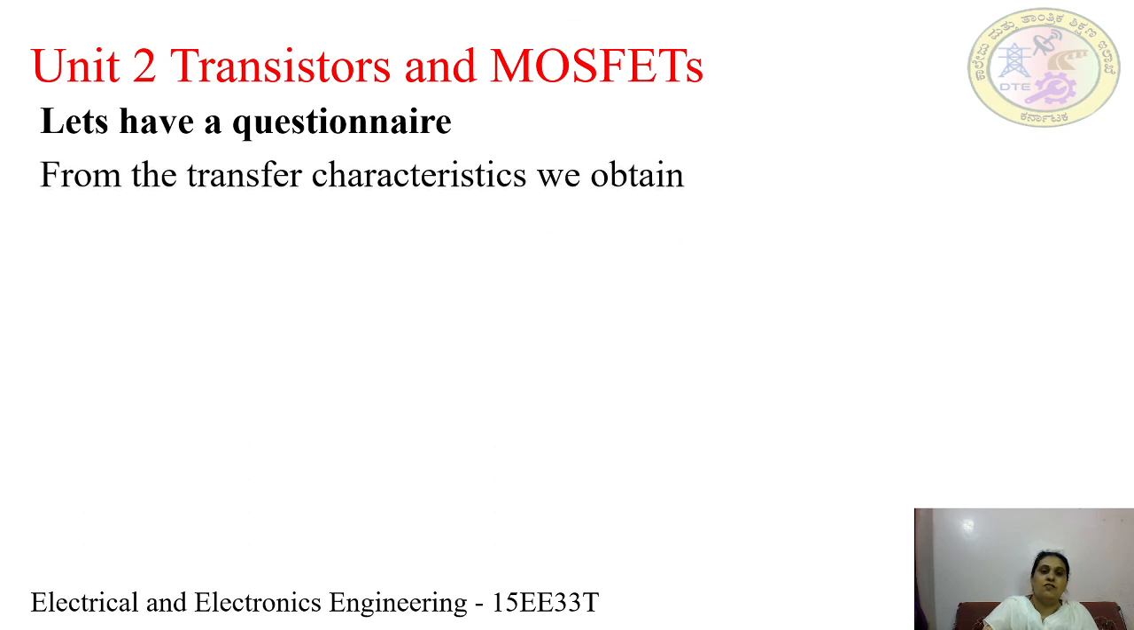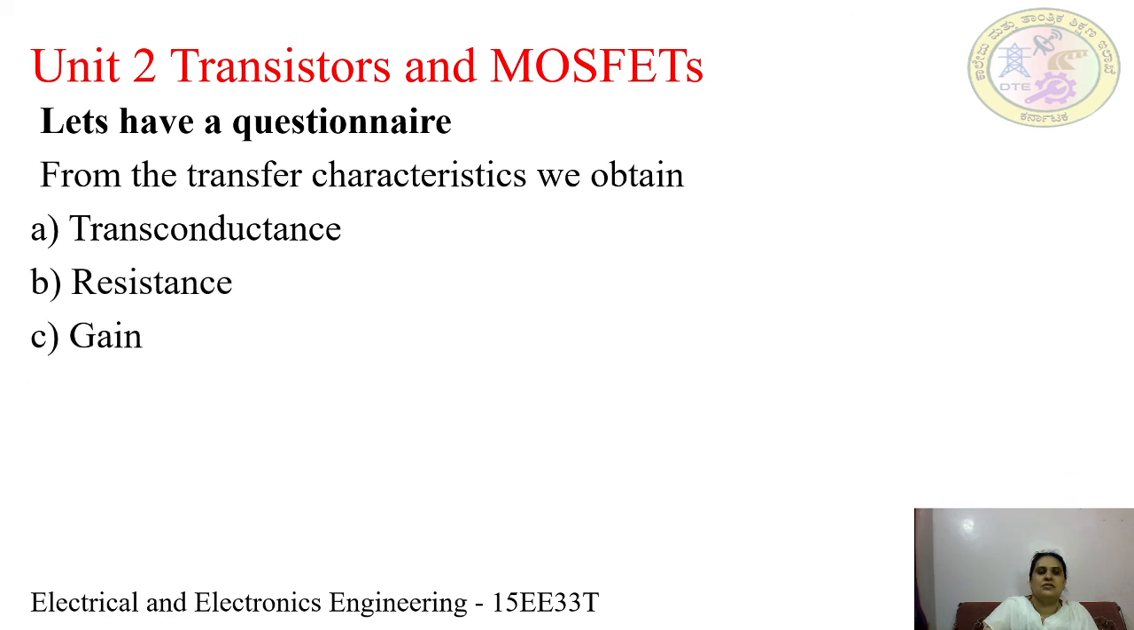Next question. From the transfer characteristics, what are we obtaining? Transconductance, resistance, gain, or amplification. From the transfer characteristics, we usually obtain the GM. What is the GM? It is the transconductance. Therefore, your answer is option A.